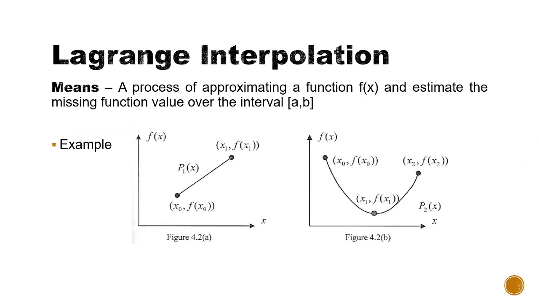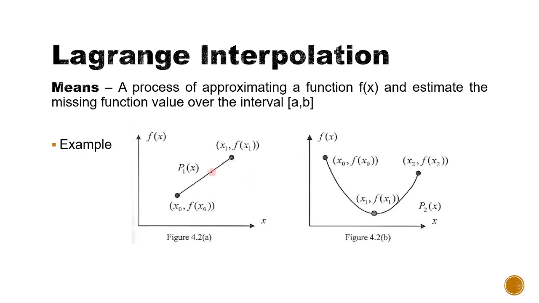So we go to Lagrange interpolation. It means a process of approximating a function f(x) and estimating the missing function value in the interval. This value is actually an estimation, not the precise value. For example, we have 2 points. When you want to look at 2 points, the formula that you are able to use is the linear one.